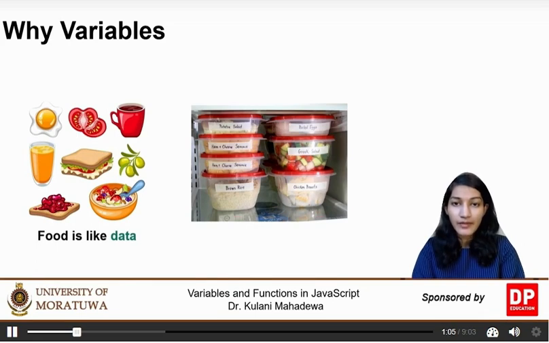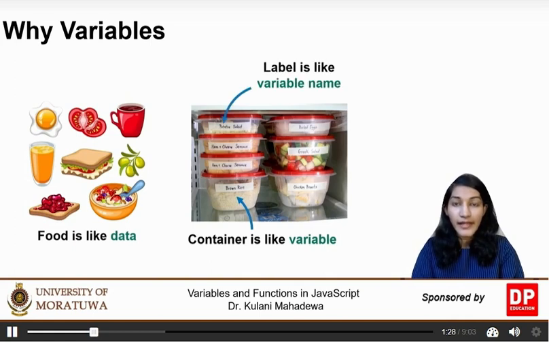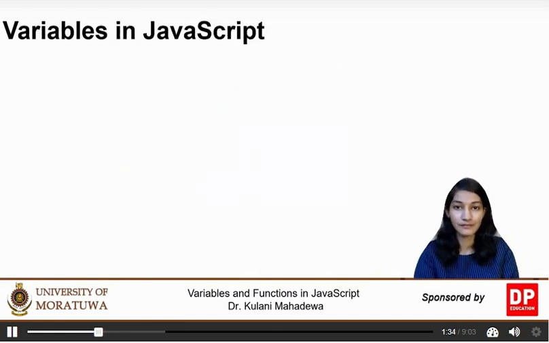Similarly, computer programs consume data. So, we need a way to store them. For that, we use variables. You can think about the food container as a variable and the refrigerator as memory. So, computer programs put data in variables and store them in the memory. The label on the container is similar to the name of the variable.